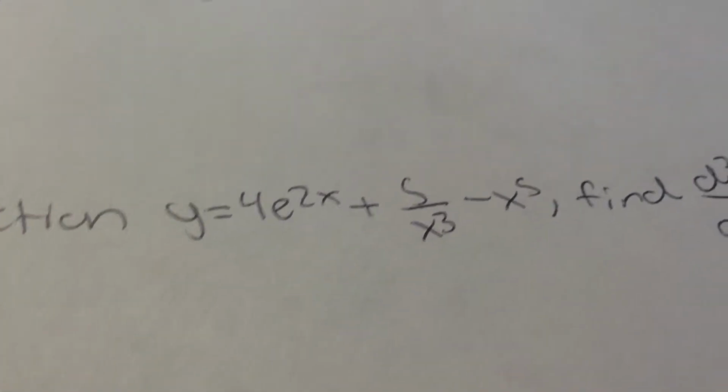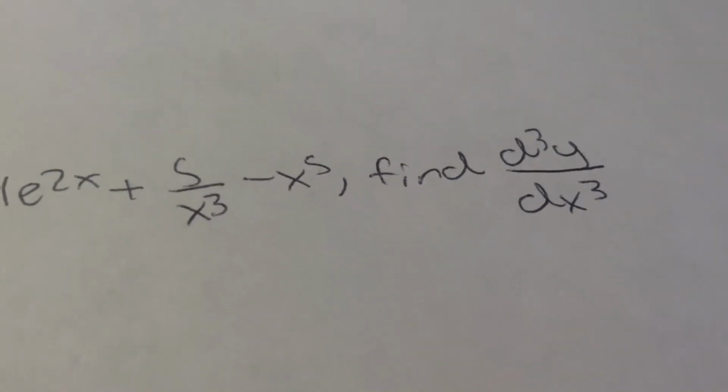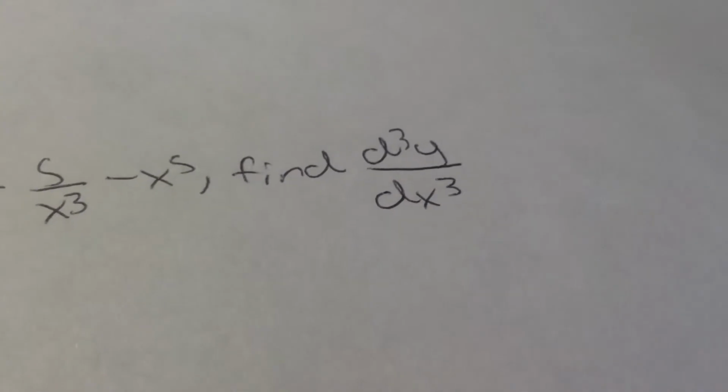I will be solving problem 103, which is: given the function y equals 4e raised to 2x plus 5 over x cubed minus x raised to 5, find d cubed y over dx cubed. So, the first thing we need to do is copy the original function.